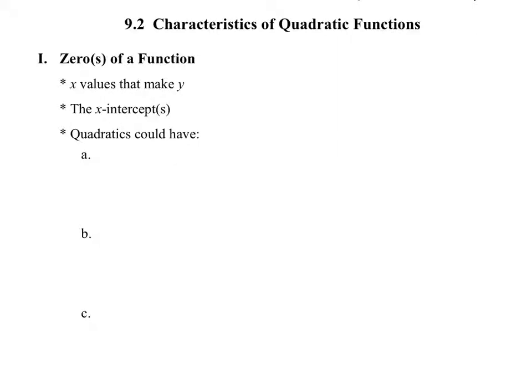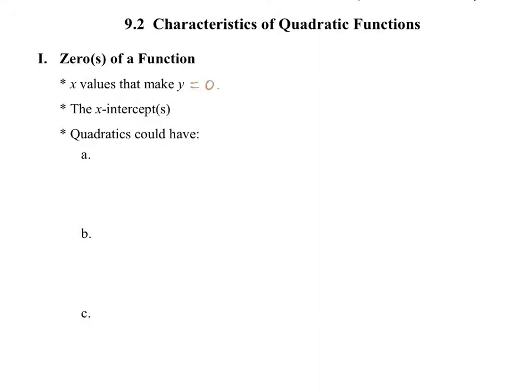So moving on, more stuff about quadratics. I want to start out with what the zeros of a function are. Essentially we're looking for the x-intercepts, where the graph crosses the x-axis. So it's the x values that make y equal 0.